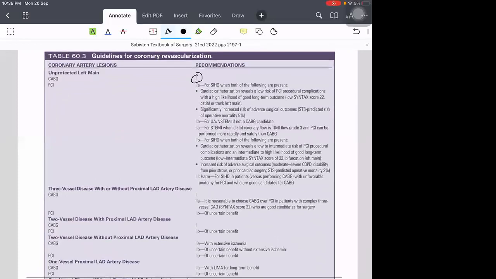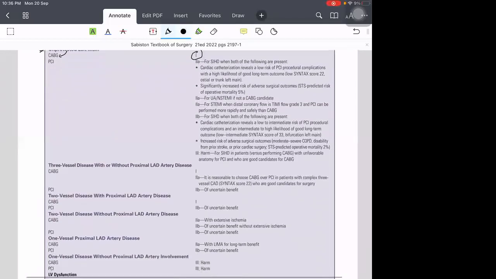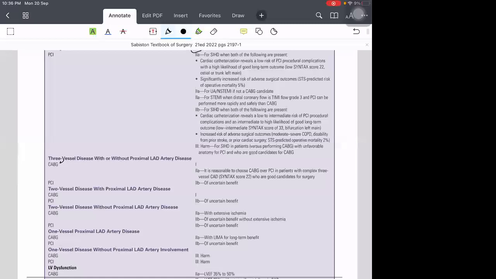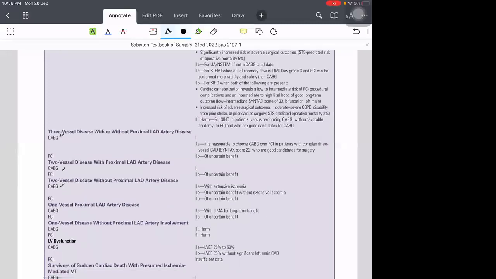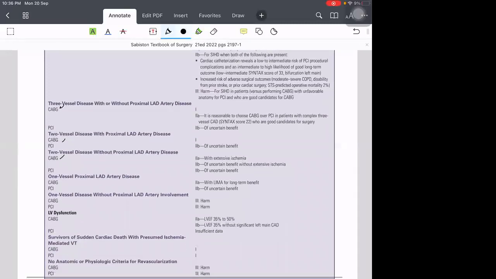Okay, so in case of unprotected left main stem, where the left main stem is involved, CABG is very good. They are telling so because it is level 1 evidence. And 3 vessel disease, CABG is best. Everything, CABG is best. 2 vessel with proximal LAD artery disease and 2 vessel without proximal LAD artery disease, CABG will be preferred.